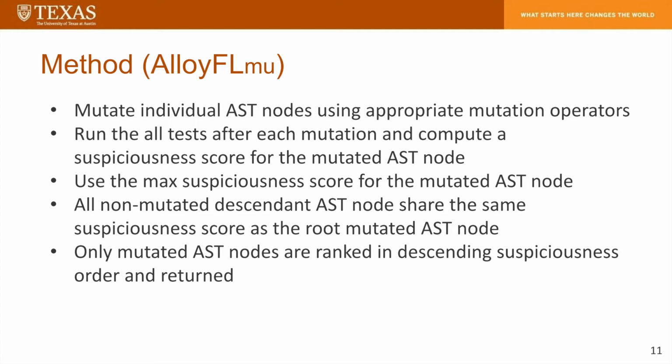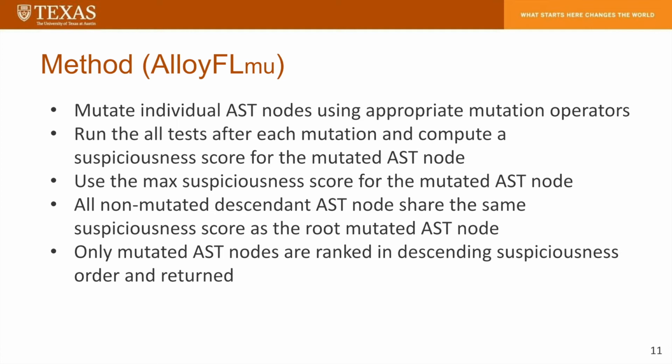The mutation-based localization technique is called Alloy FLmu. It defines a set of mutation operators for different types of AST node. The technique mutates individual AST nodes using appropriate mutation operators, and after each mutation, it runs all the tests against that mutant and computes a suspiciousness score for the mutated AST node.